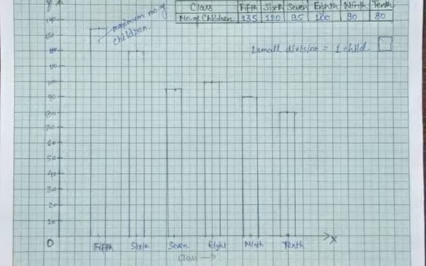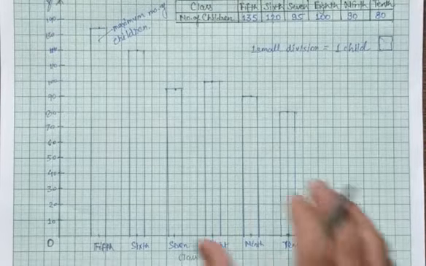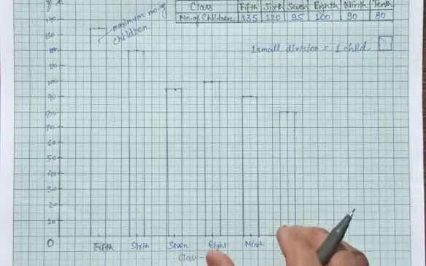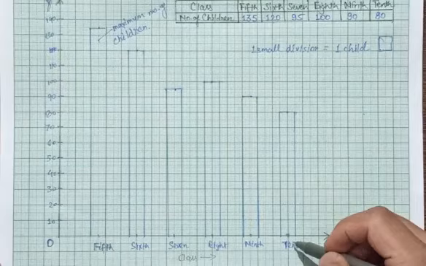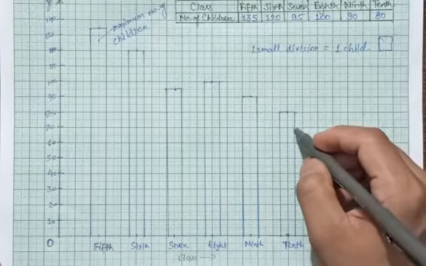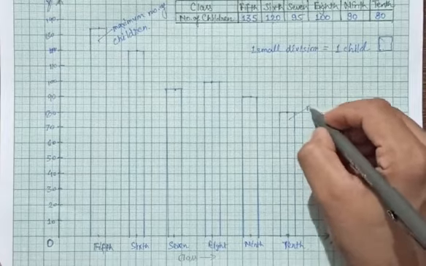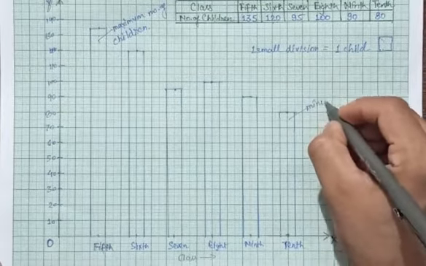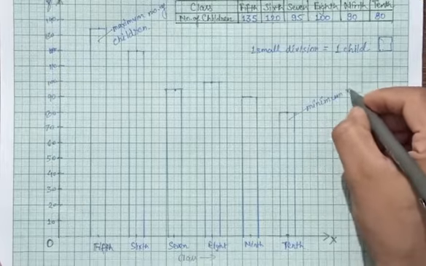After that, we have to find which class has the minimum number of children. So again, from this bar graph, you can see that the bar for class 10 has the minimum height. So it means that class 10th has the minimum number of children. So we can say the minimum number of children are in class 10.